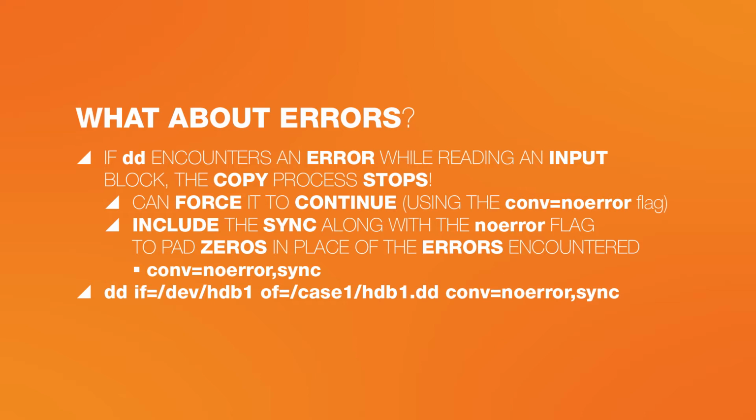Here is one example of dd. You will see conv=noerror,sync will copy from /dev/hdb to an output file called hdb.dd. If there are bad sectors in hdb, dd will pad the bad sectors with zeros and continue copying.